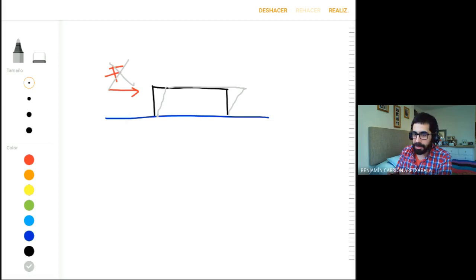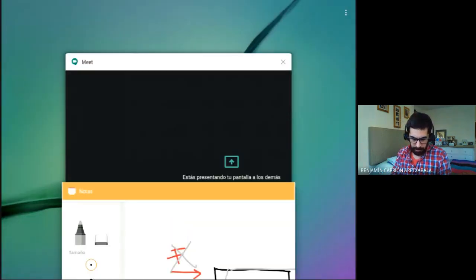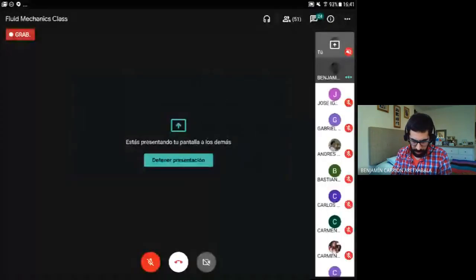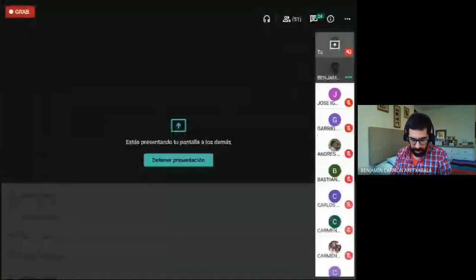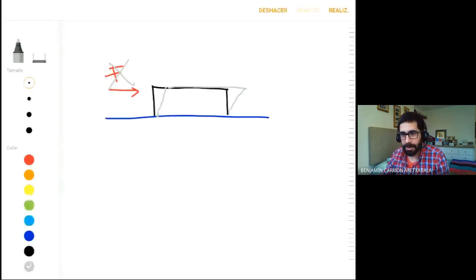When you apply a force into a body, the body, sorry, let me just, no, I cannot change that. Well, we'll see later on how it worked. Just bear with me during this example.